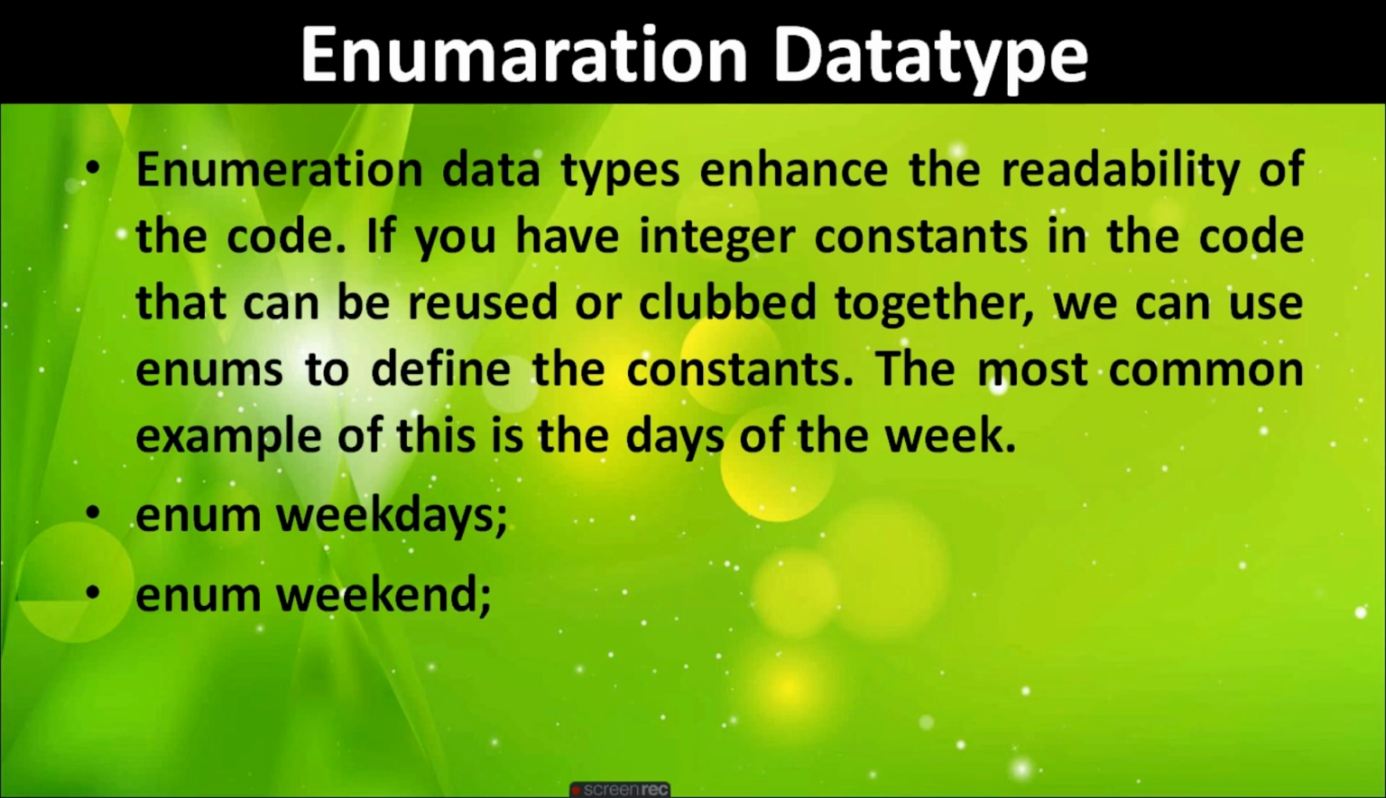The third data type in C is the enumeration data type. The enumeration data type enhances the readability of the code. If you have integer constants in a code that can be reused or clubbed together, we can use enum to define the constants. The most common example of enumeration is the days of the week. Here enum is the keyword, and weekdays is the enumeration variable.